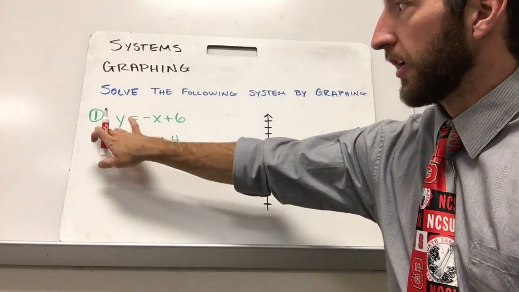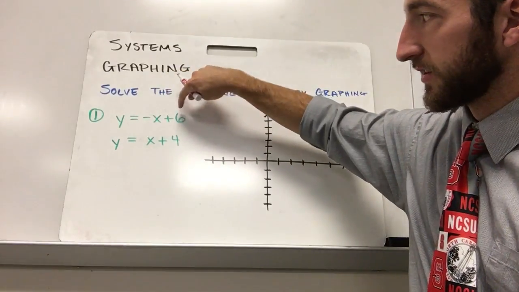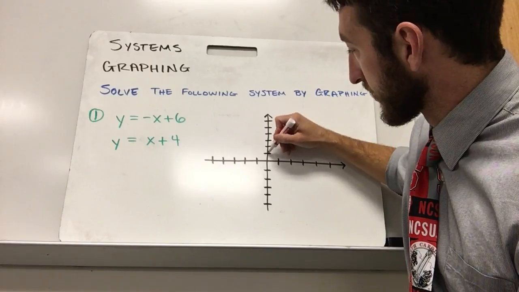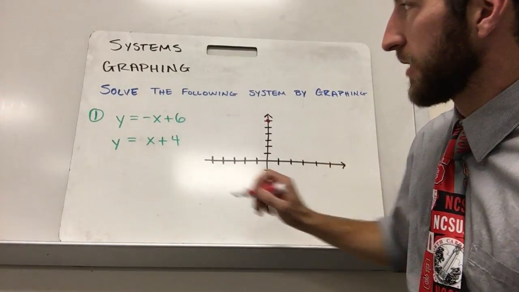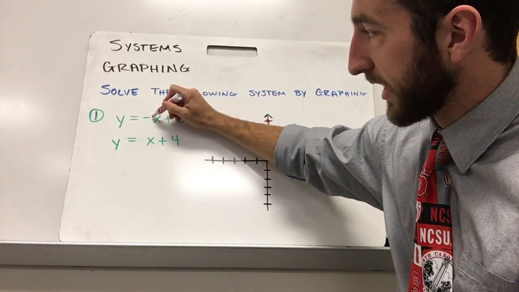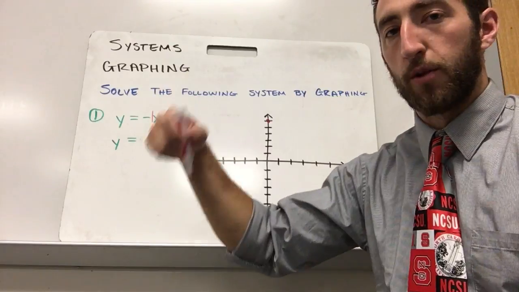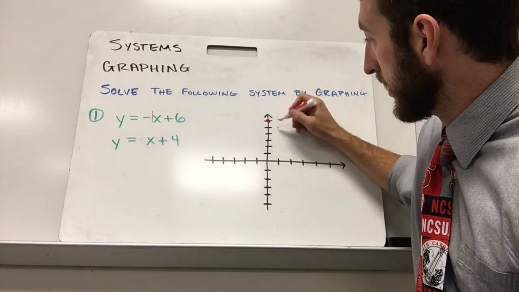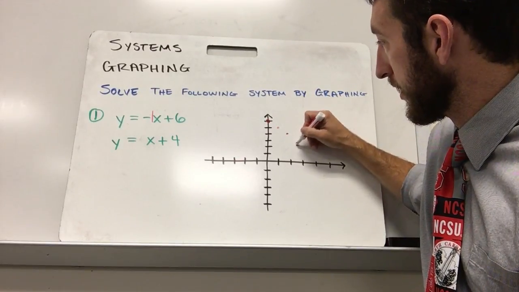So we're going to plot our first point. We have y equals negative x plus 6. This means our y-intercept is 6. So we're going to go up here and plot 6: 1, 2, 3, 4, 5, 6. That is my y-intercept. If you notice, my slope is negative. There's no number there, so it's implied that it's a 1. That means I'm going to go down 1, right 1, down 1, right 1, down 1, right 1.